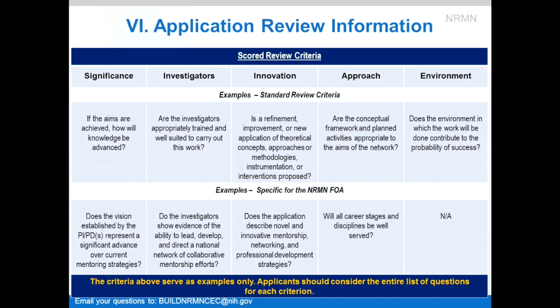Under approach, a standard criterion would be, are the conceptual framework and planned activities appropriate to the aims of the network? Specific for the NRMN FOA, will all career stages and disciplines be well served? And under environment, the standard review criterion would be, does the environment in which the work will be done contribute to the probability of success? Remember that this table gives only examples of the kinds of information that should be provided for each of the five core criteria. Note that there are examples that are for standard review and examples that are specific for the BUILD FOA. Applicants should consider the entire list of questions for each criterion provided in the FOA when writing the application.